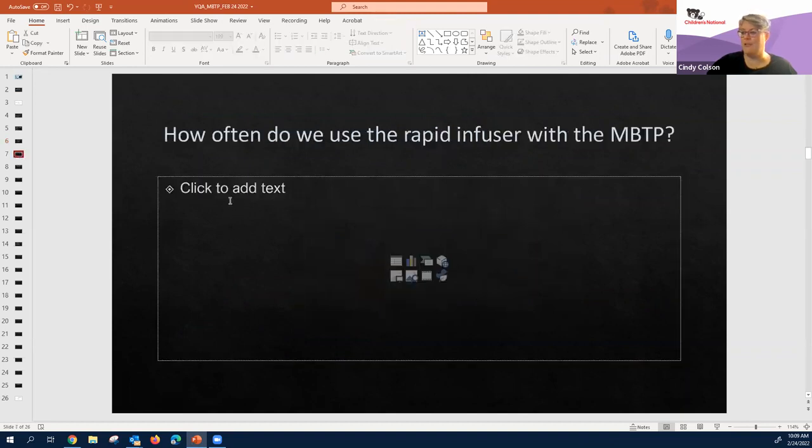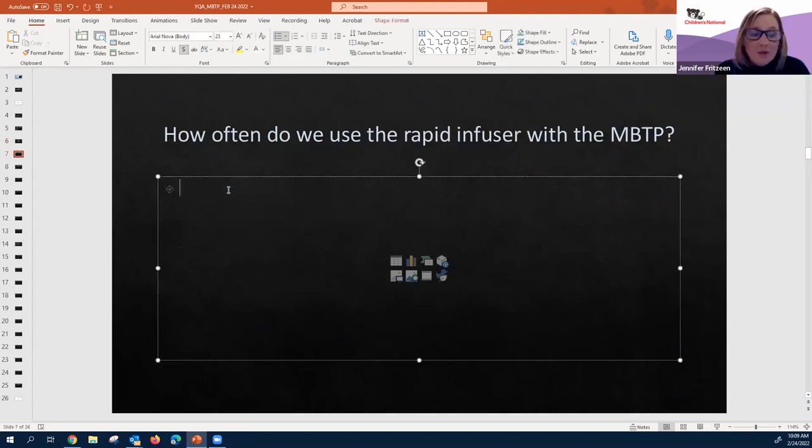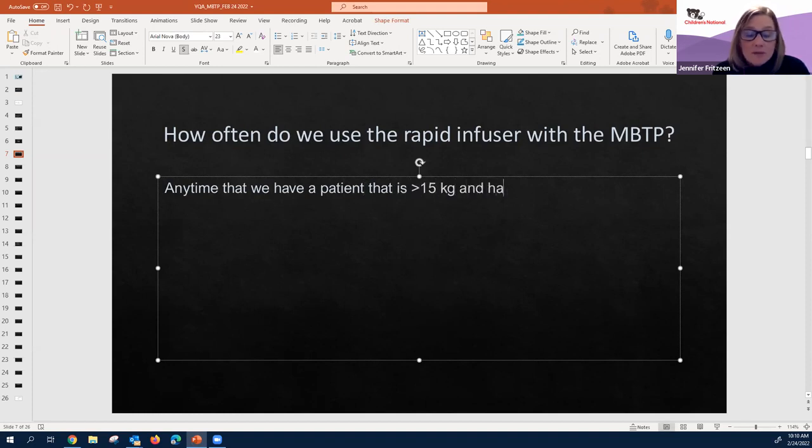Okay. How often do we use the rapid infuser with the massive blood transfusion program? We should be using it anytime you have a patient that's greater than 15 kilos and truly needs it and is hemorrhaging. Definitely use it if you're unstable and hemorrhaging, but even in compensated hemorrhagic shock, consider using that rapid infuser, because volume is what the kid needs. The sooner we can get that volume in and get ahead of the bleeding, the better. But also remember, stop your bleed is always first.